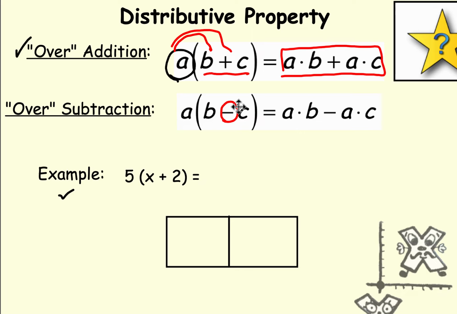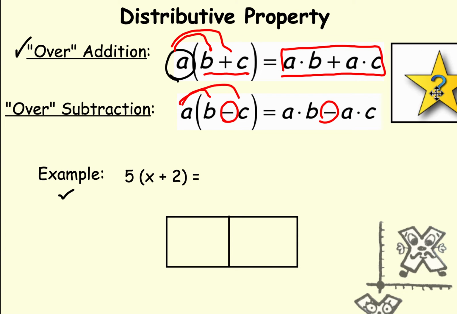If the expression has subtraction in it, like here, then the only difference is that when we distribute, we would put a subtraction sign in between the two resulting terms. So let's look at an example. Here we have the expression 5 times the sum of x plus 2.